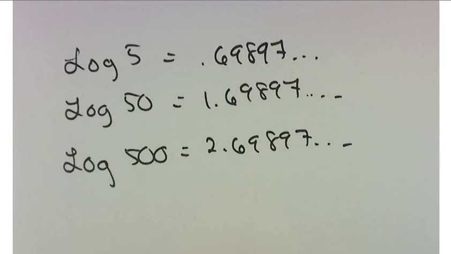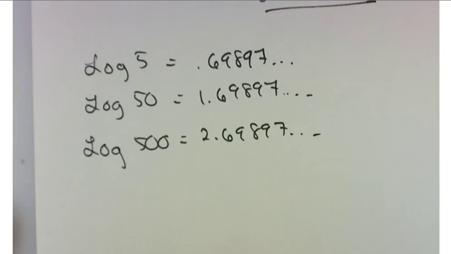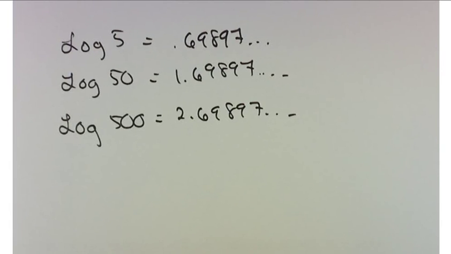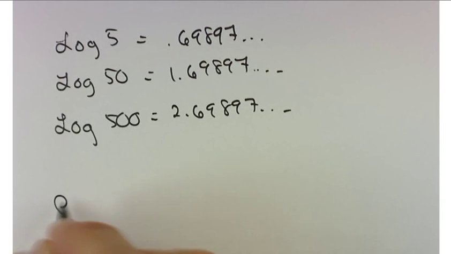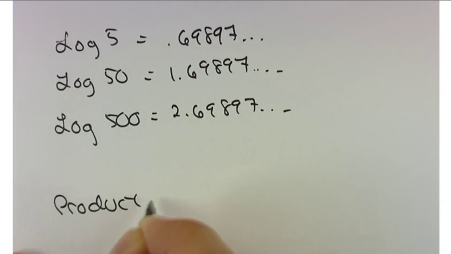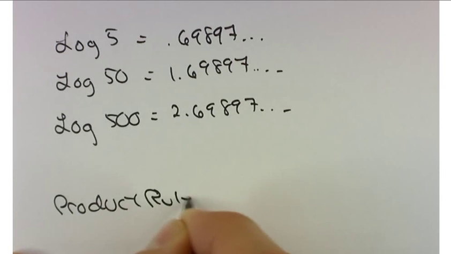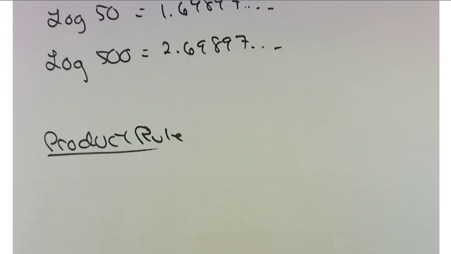Now, the properties for the log are related to properties for exponents. There's 3 basic properties, and there's some more that follow from that. But the 3 basic properties that I want you to know are, starting with the product rule. And the product rule for logs follows from the product rule for exponents.